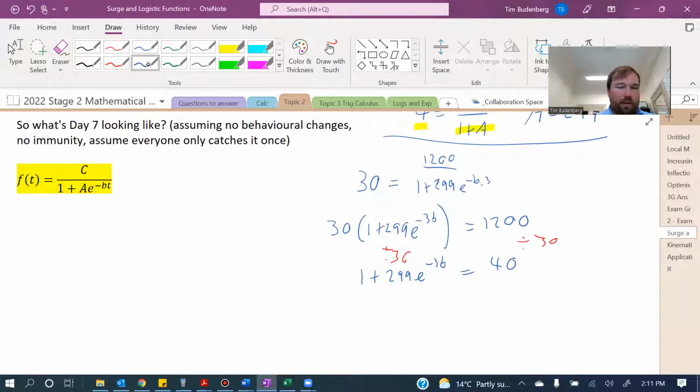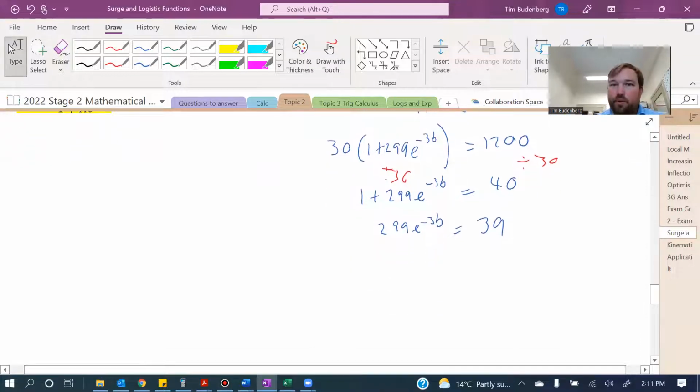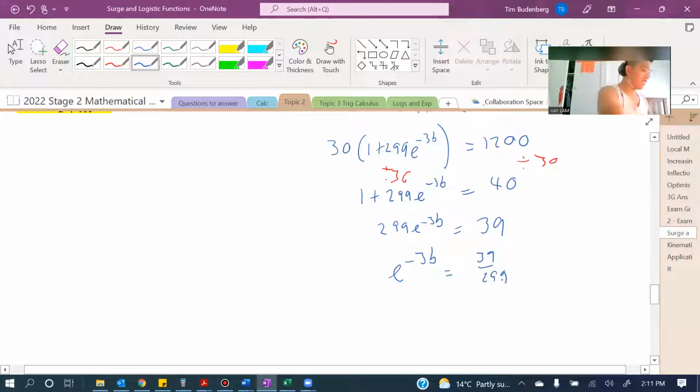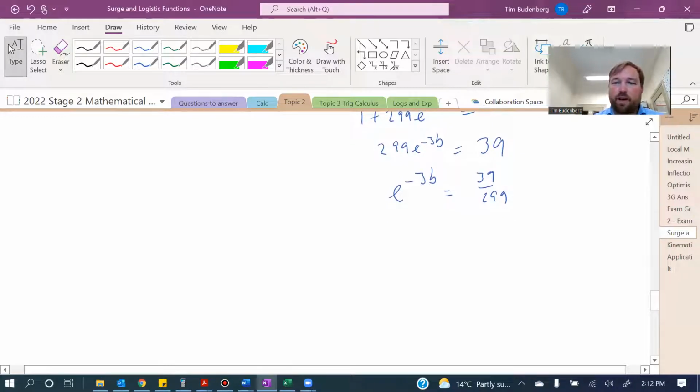Then what's going to happen is we take 1 from both sides. 299e to the minus 3b equals 39. Divide both sides by 299. e to the minus 3b equals 39 over 299. The numbers aren't necessarily going to be beautiful, and that's because we're doing real data, and real data is not always beautiful. We then take the natural log of both sides. ln e to the minus 3b equals ln 39 on 299.